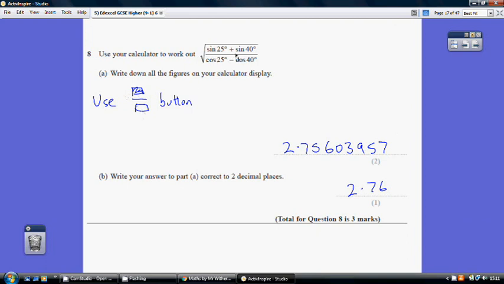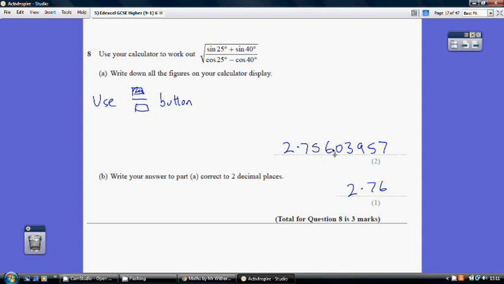Make sure you put sin 25 plus sin 40 into the top, the numerator parts. Use the arrow key to go down to the denominator and put in cos 25 minus cos 40, and you will see that you get 2.75603957, which is to 2 decimal places 2.76.